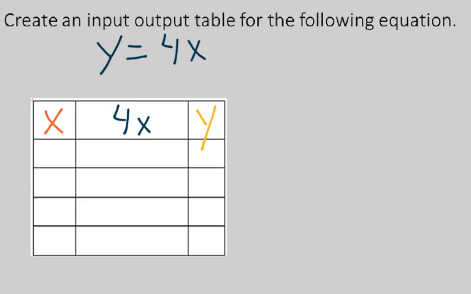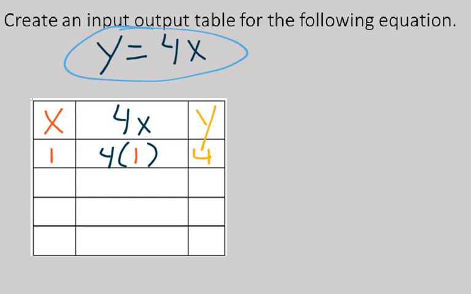What that means is whatever value you put in here for x, you're going to multiply 4 times that value, and you're going to get the output. For example, let me show you what this looks like. So let's plug in a 1. For this specific equation, we're multiplying 4 times the x value that we have inputted, a 1. And what is the output? It would be a 4.